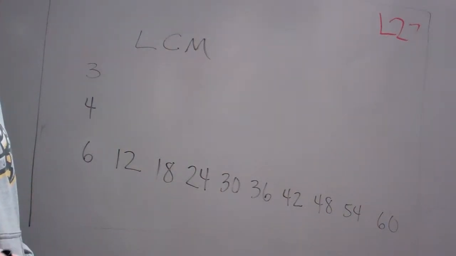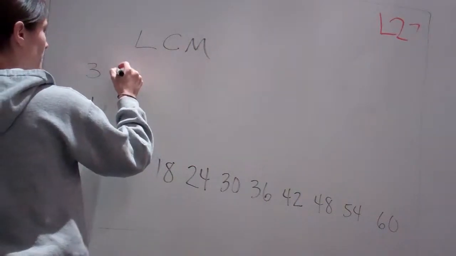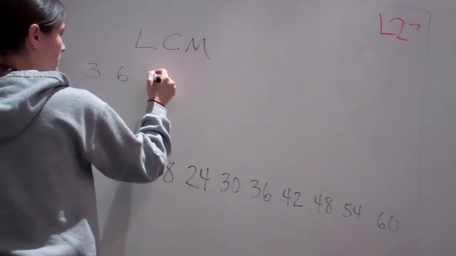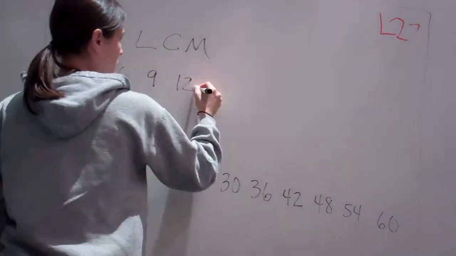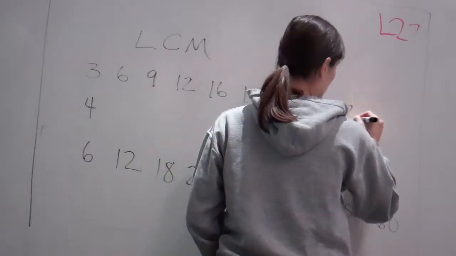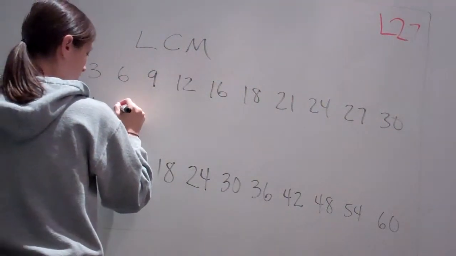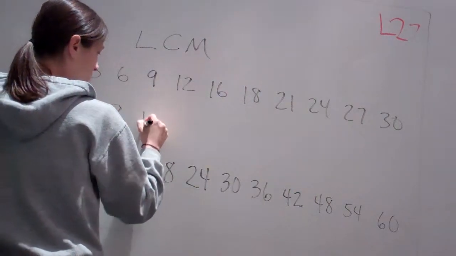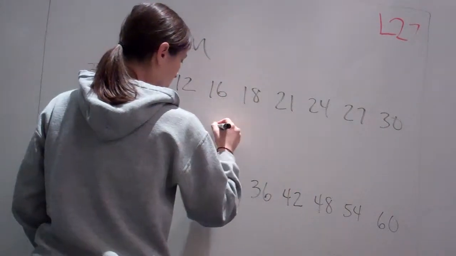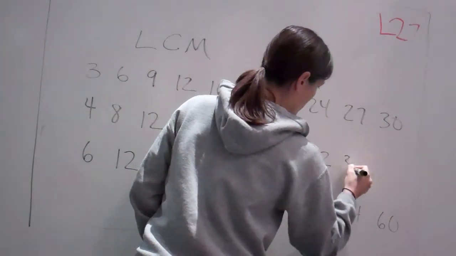All right, help me out with 3. Okay. Tell me 10 of them. Just spit them out. Okay, 3, 6, 9, 12, 15, 18, 21, 24, 27, 30. Okay? Back there. Somebody tell me all the 4s. 4, 8, 12, 16, 20, 24, 28, 32, 36, and 40.